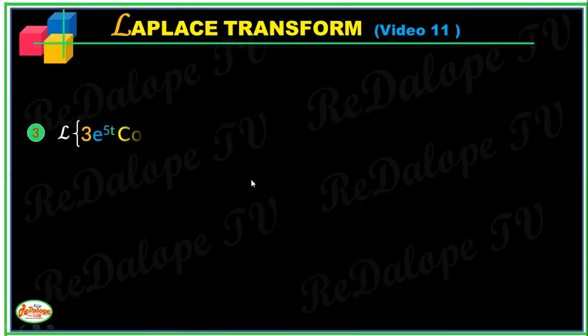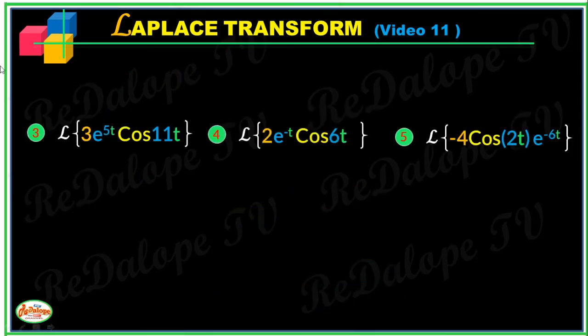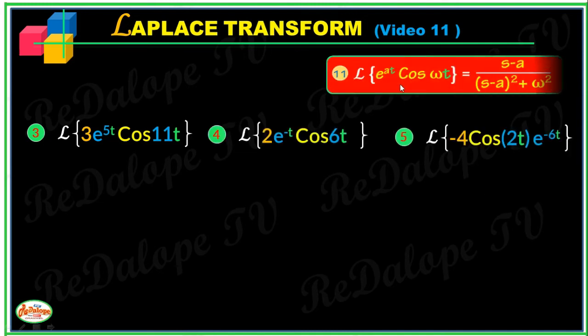Let's try the last 3 problems. If you observe, there is a pattern here to shorten the solution. As long as we know the value of a and the value of omega, we are ready to write the answer directly. So we have problem number 3. For s, simply copy it, and then copy the minus sign. And a here is 5.